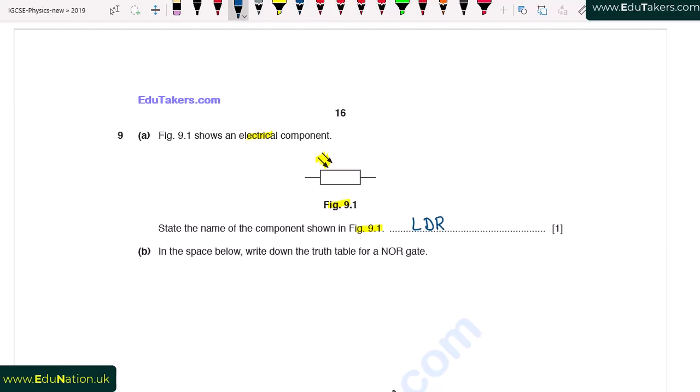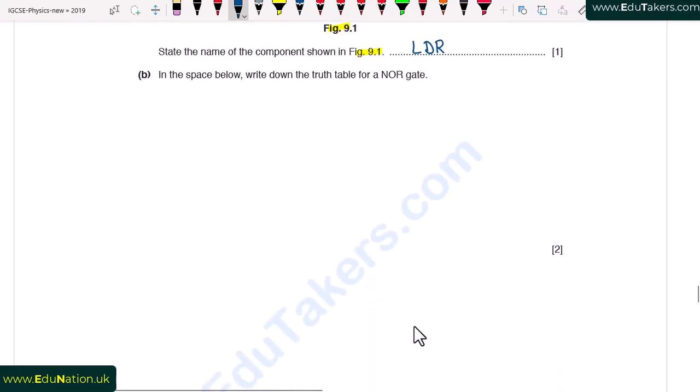Part B. In the space below, write down the truth table for NOR gate. Here we have to write the truth table for NOR gate. First of all, we have to know about the NOR gate. This gate is a combination of OR and NOT gate. So I am going to draw this.